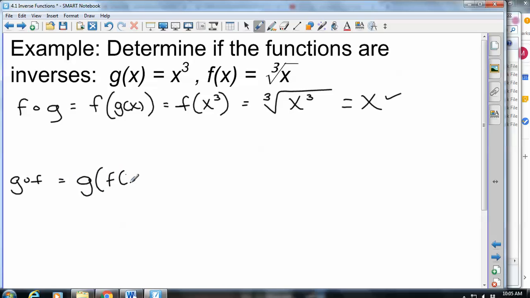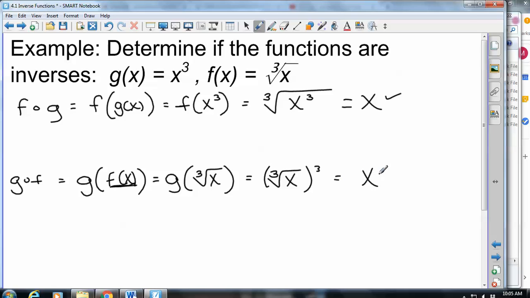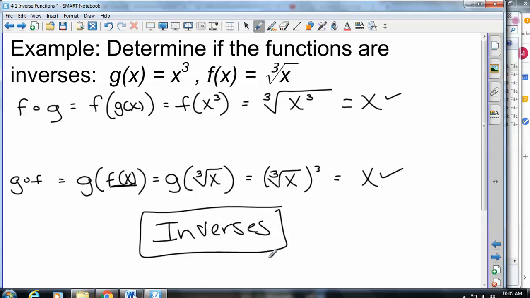So if I do g composed with f, that means g of f of x. So starting on the inside, f of x is the cube root of x. If you plug that into g, g is whatever you're putting in cubed. What happens if you cube a cube root? They cancel and you get x. So are these inverses? Yes. Both of them equal x, so they are inverses. They are the opposites of one another.